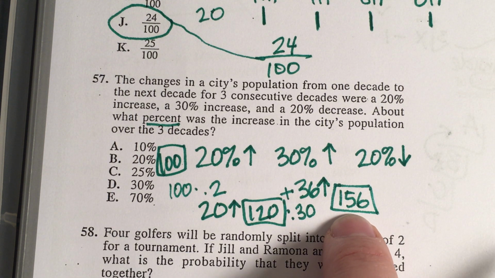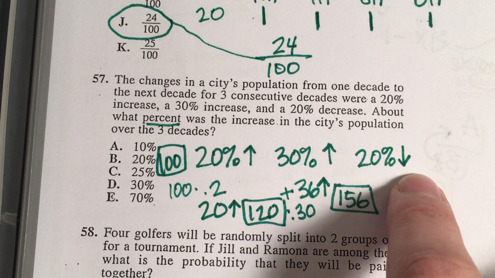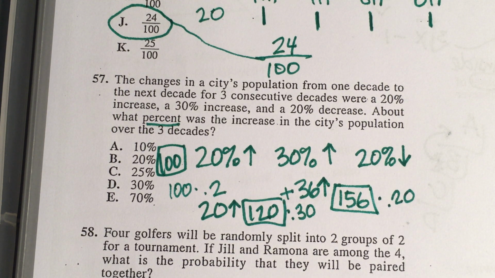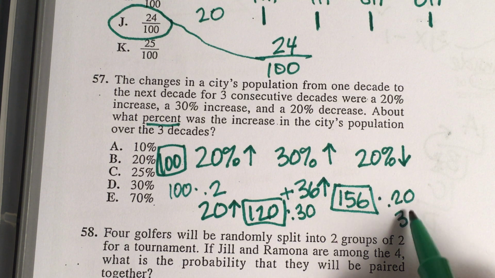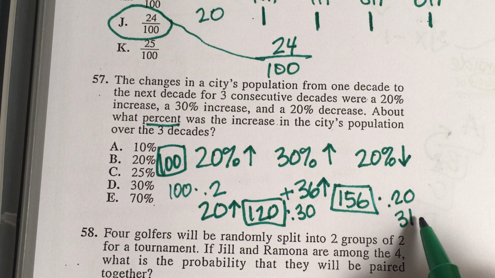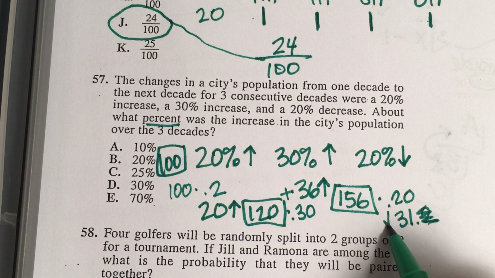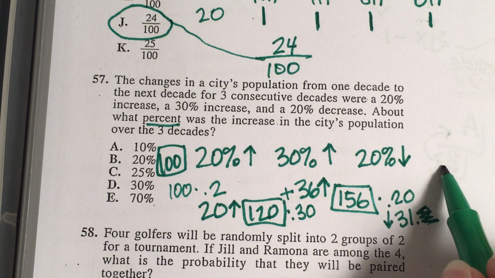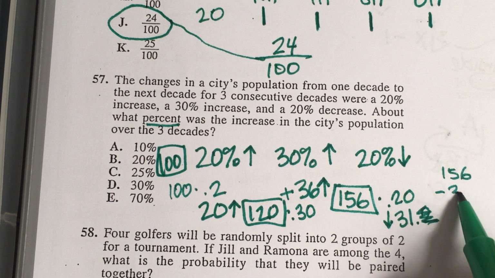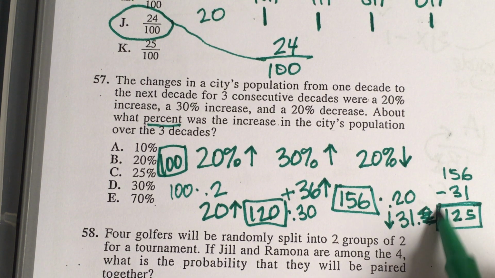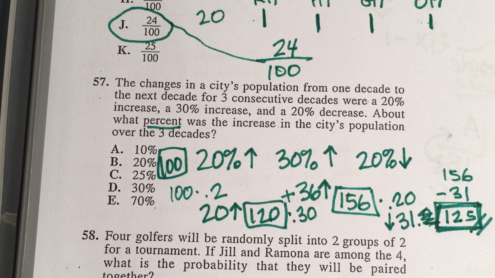And then finally, I'm going from 156, there's a 20% decrease. So I'm going to do this times 0.20 to find out what 20% is. 156 times 0.2 is 31.2. We're not going to count that 0.2, but we're decreasing by 31. So I'm going to do 156 minus 31, and I get 125. 125 is how many people I'll have at the end.